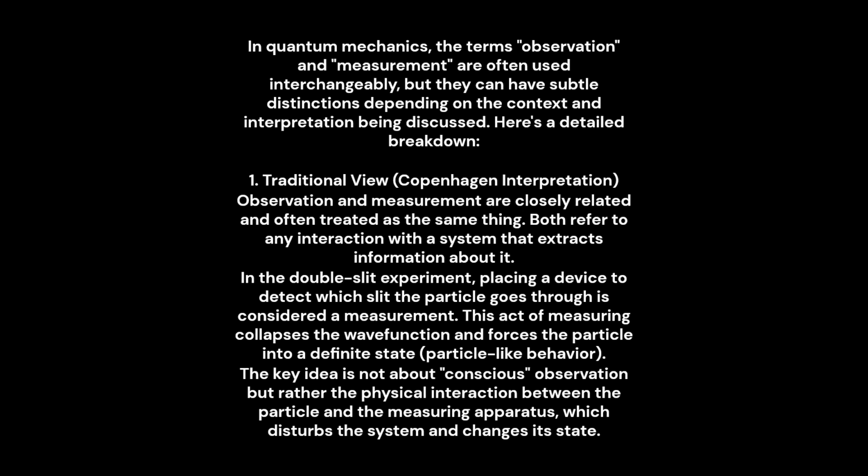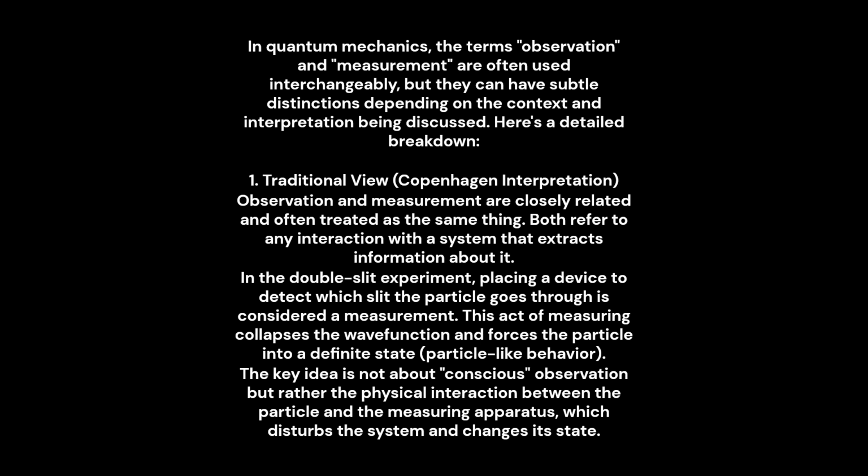In quantum mechanics, the terms observation and measurement are often used interchangeably, but they can have subtle distinctions depending on the context and interpretation being discussed. Here's a detailed breakdown. 1. Traditional view, Copenhagen interpretation. Observation and measurement are closely related and often treated as the same thing.